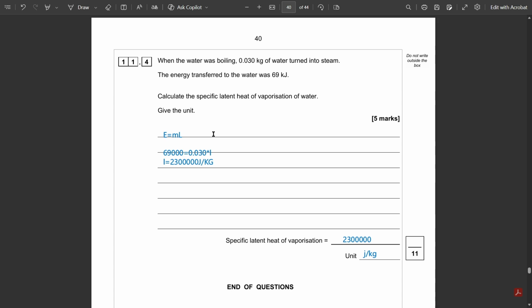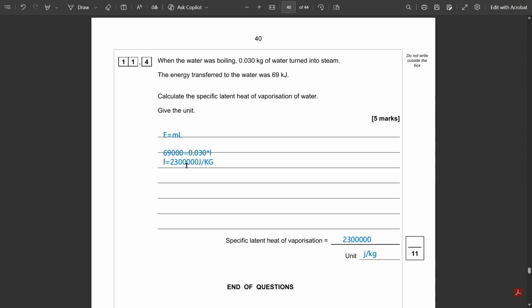When the water was boiling, 0.03 kilograms of water turned into steam. The energy transferred to the water was 69 kilojoules. Calculate the specific latent heat of vaporization of water. And we're ending off with a rather easy one. Just get the formula from the formula booklet. E equals mass times latent heat of vaporization. Rearrange, and you get the latent heat of vaporization.